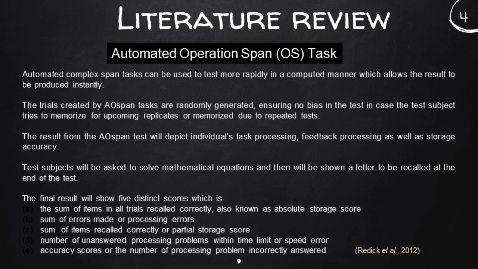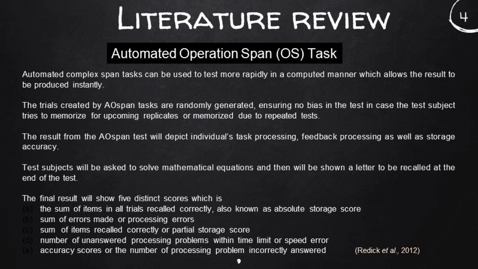Next is automated operation span tasks. In this study, we incorporated automated complex span tasks, which can be used to test more rapidly in a computed manner, allowing the result to be produced instantly. The trials created by the span tasks are randomly generated, ensuring that there is no bias in the test in case the test subject tries to memorize for the upcoming replicates or even to memorize due to repeated tests. The results from the test will depict individuals' task processing, feedback processing, as well as storage accuracy.